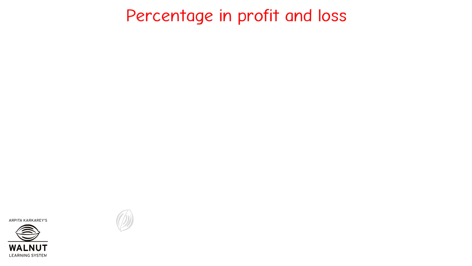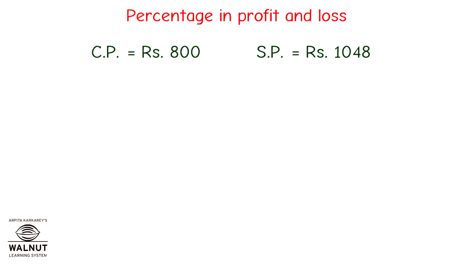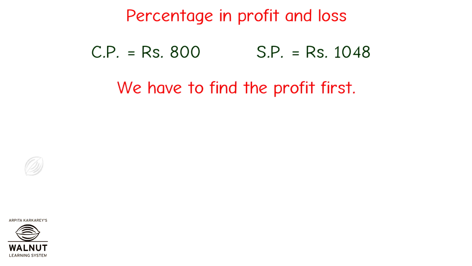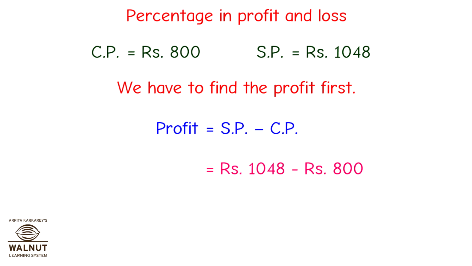Try this one. Read the prices given below and then find the profit percentage. Cost price is equal to rupees 800. Selling price is equal to rupees 1048. Write the formula to calculate the profit. Profit is equal to selling price minus cost price. So, on substituting the values, we get profit is equal to rupees 1048 minus rupees 800, that is equal to rupees 248.